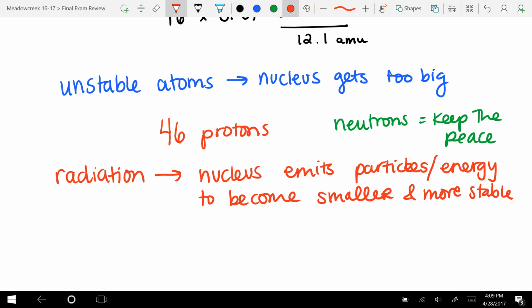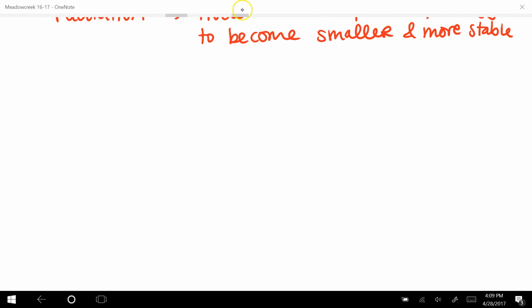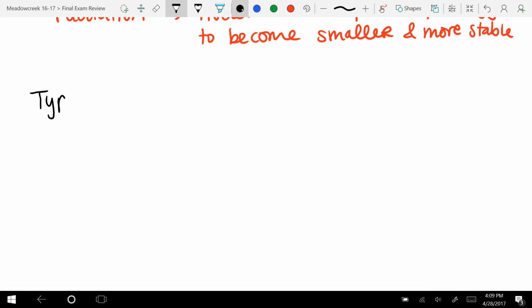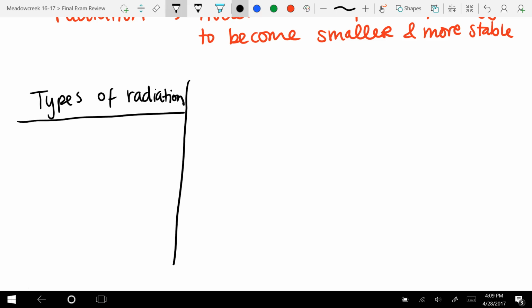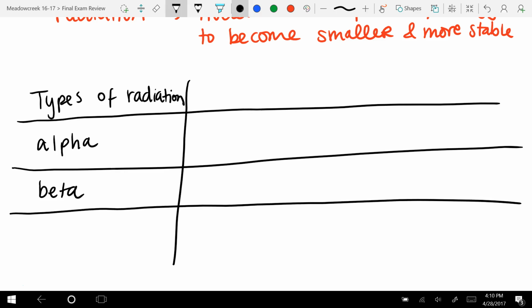And there are three main types of radiation that we want to talk about. So let's go ahead and create a chart. On our chart, we're going to have the types of radiation as our main column. And there are three types. We have alpha, we have beta, and we have gamma.